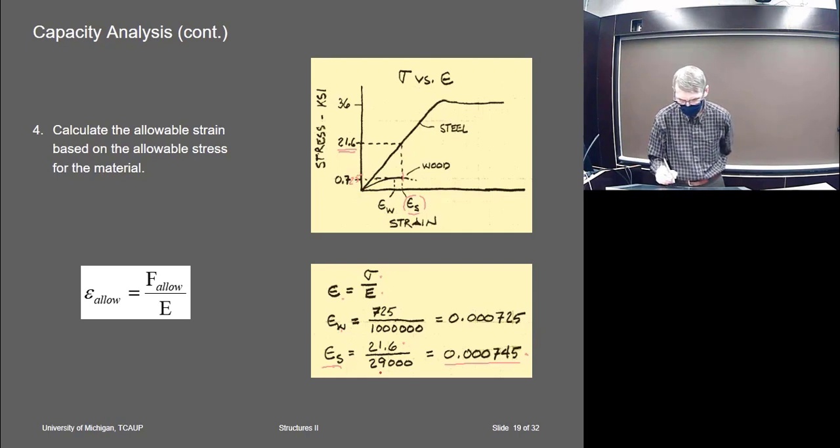And for the wood, it was 0.725 actually. I abbreviated a little bit. Over 1,000,000. So that gives me a strain for the wood of this amount. So I can't strain the wood beyond that.